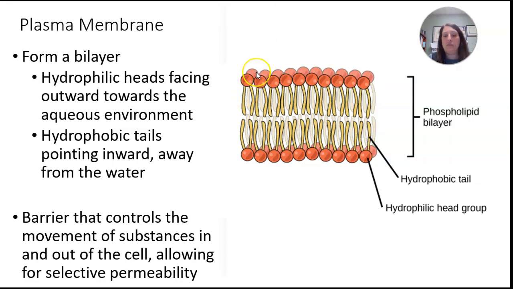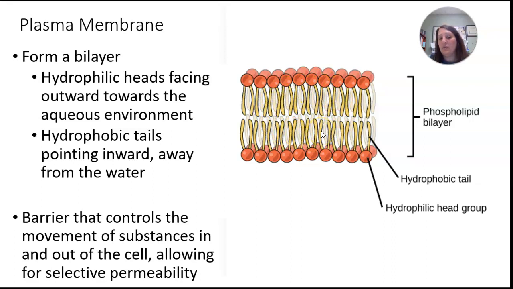If this was a cell, this would be outside the cell, and outside the cell is usually an aqueous, watery environment. And this would be the other side of the membrane, which would be in the cell. This would be the cytoplasm. Again, an aqueous, watery environment. Those polar head groups like water, so they're going to face the water. And these tails are hydrophobic. They hate water, so they're going to face inward and not let any water in here, and not let really anything else that's polar or charged or hydrophilic in here.